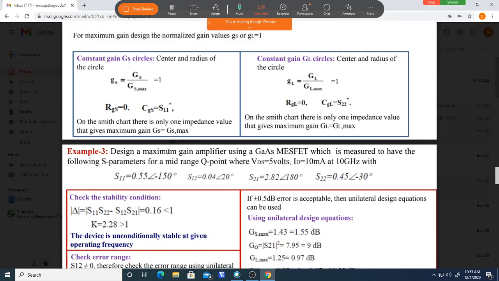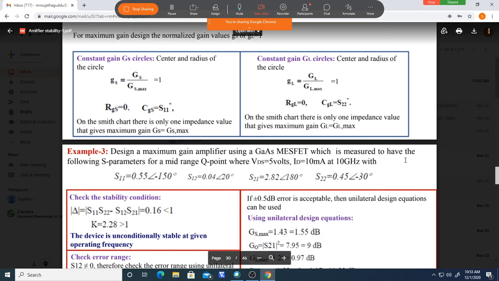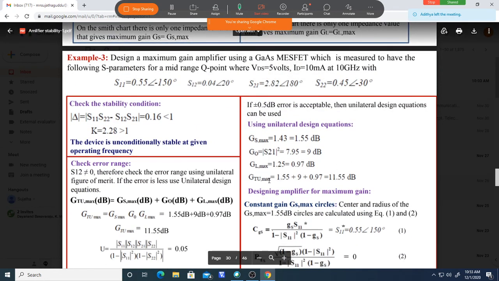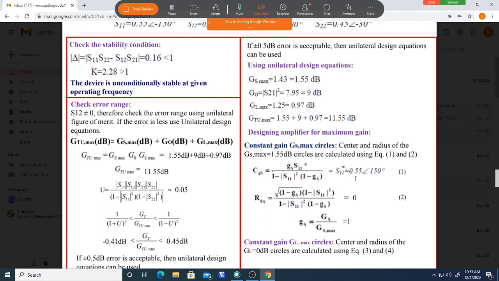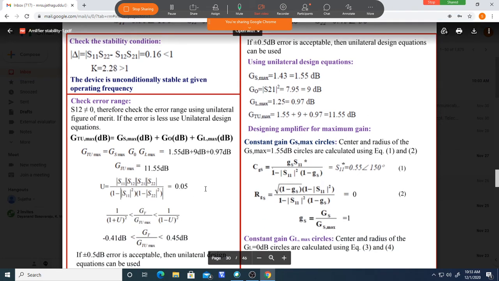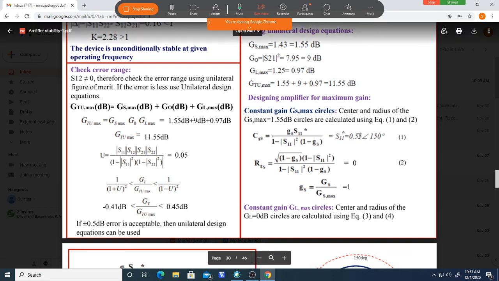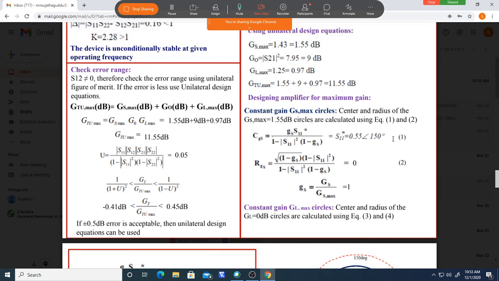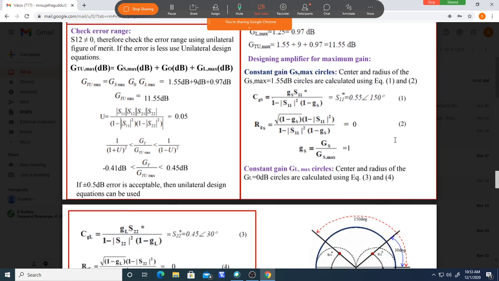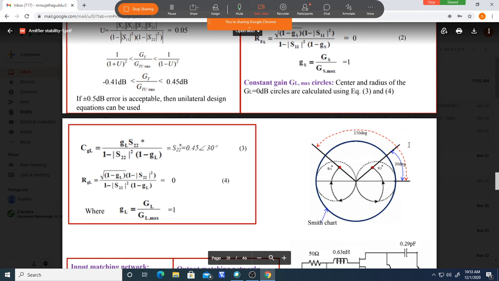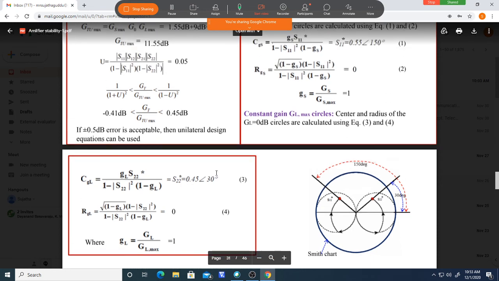In the examination, if the problem is a maximum gain amplifier design, what you have to do is calculate GS maximum and GL maximum. To that gain, you should design the amplifier. So in such a case, constant gain circles need not be drawn. Just mark the points S11 complex conjugate and S22 complex conjugate on the Smith chart. I have already told you how to mark it.